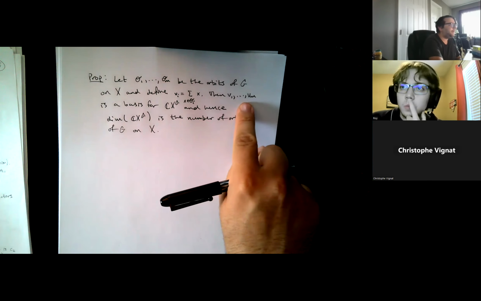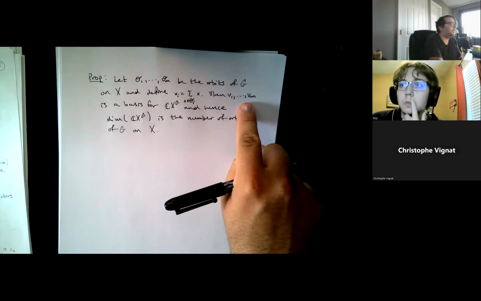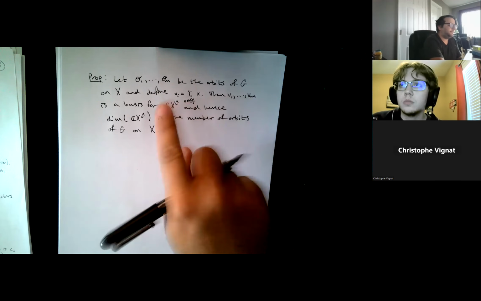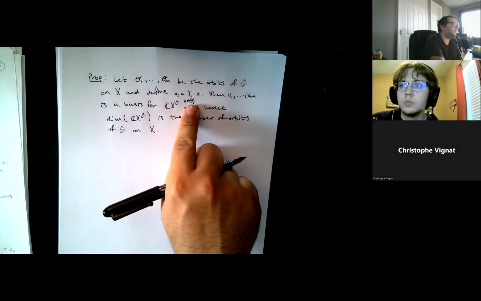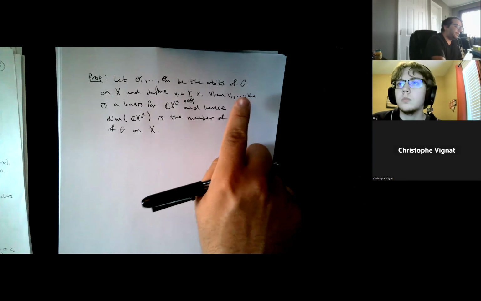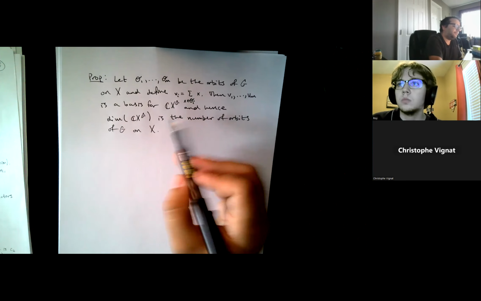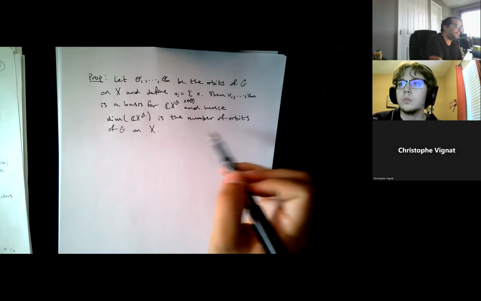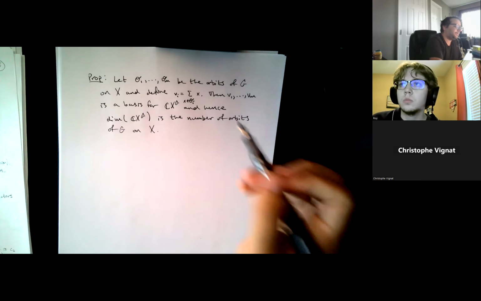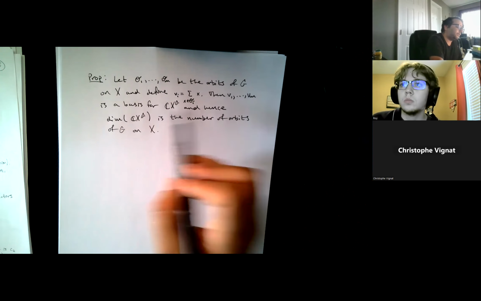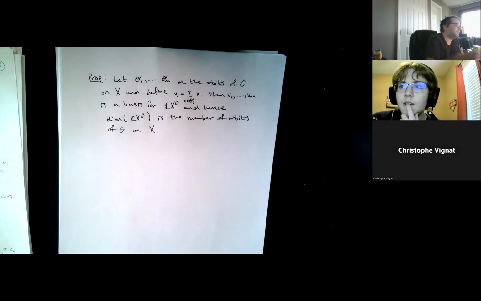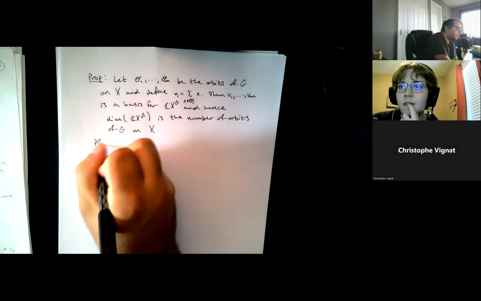So how many vectors are here? The number of vectors is the number of orbits. Yeah, so you can see it from the definition here. And so if that's a basis, then the length of the basis is the number of orbits of G on X. And if it's a basis for this space, then the dimension is equal to that. Okay, so let's prove this.